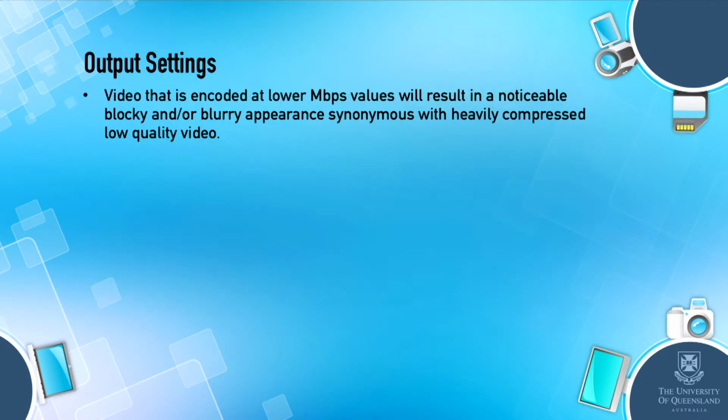Video that is encoded at lower megabits per second values will result in a noticeable blocky and/or blurry appearance synonymous with heavily compressed low-quality video, as seen here at 1 megabit per second, compared to a high quality output of 16 megabits per second.